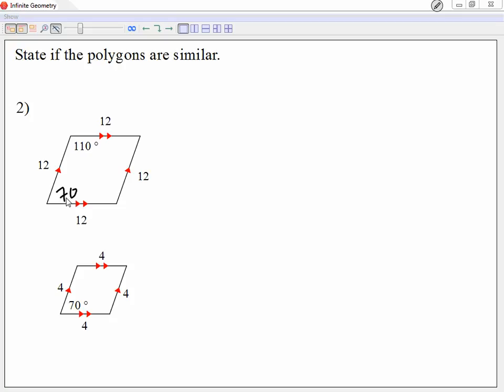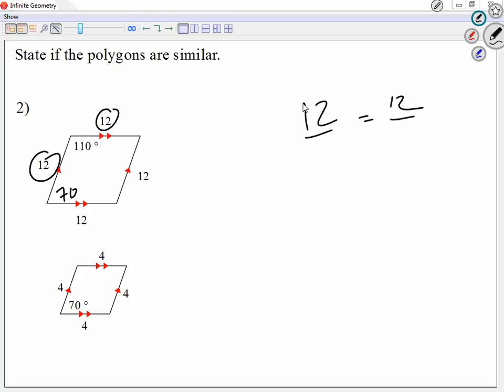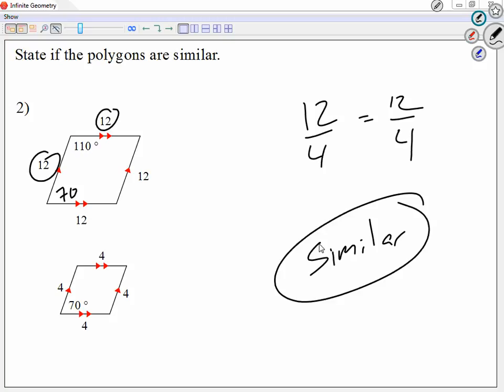Now for sides, the measurements of one figure are 12 and 12. The measurements on the other figure are 4 and 4. I don't have to simplify, but we can tell they're proportional, right? If I cross multiply, I get the same thing. So I'm going to call this similar. Just because of the degree, I thought they were different. Okay, so cool. Any questions on the first 4?